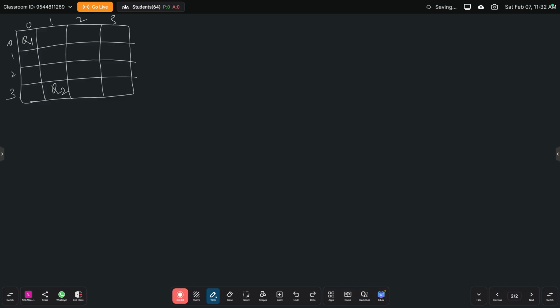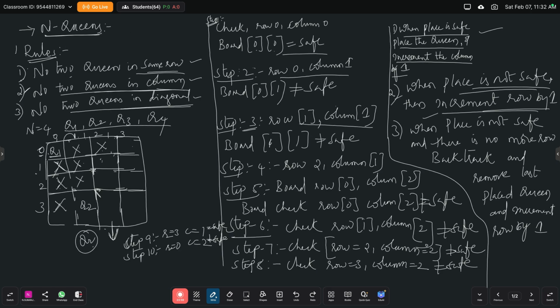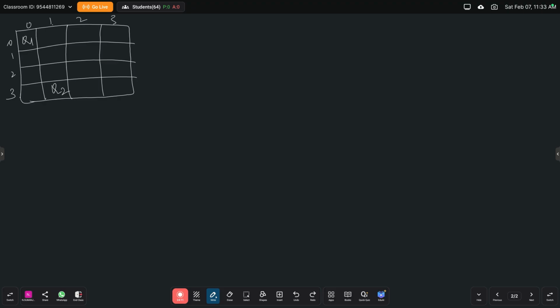Now we are checking for queen 3. How many steps have we examined for queen 3? This step is completed, and step 10 is there. What is step 10? Row is 0 and column is 2. Again check from the beginning. Is this safe? This place is not safe because queen 1 is already in the 0th row, so it is not safe.